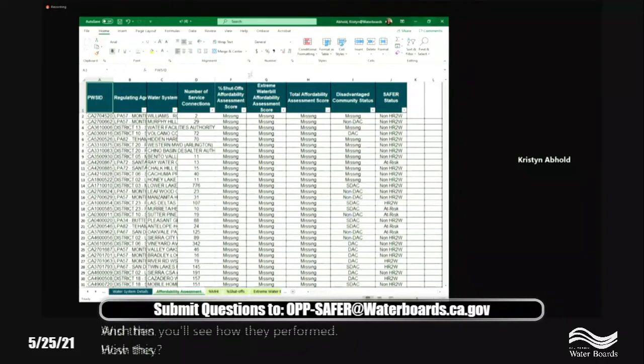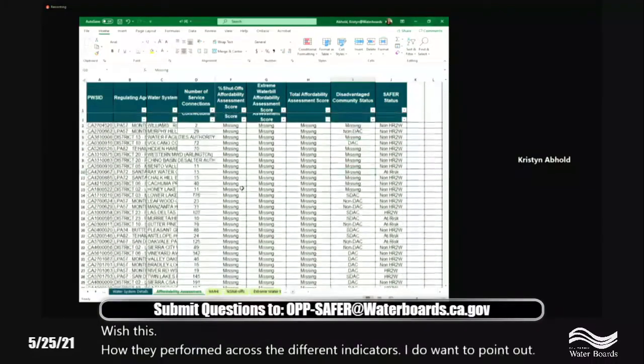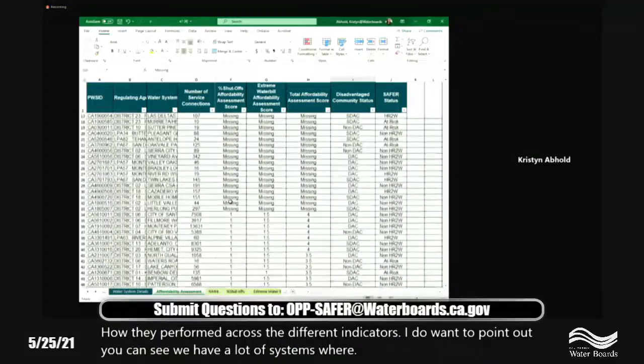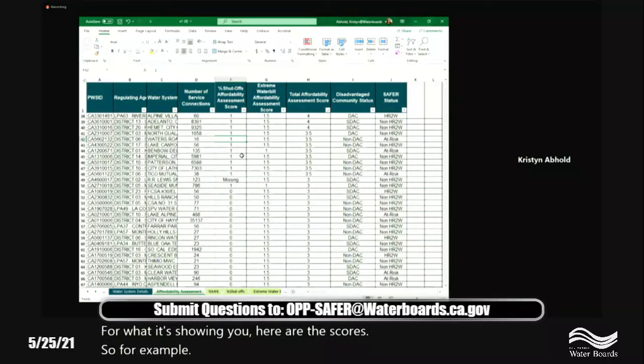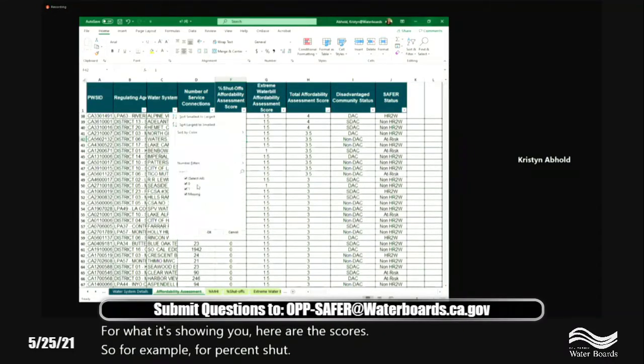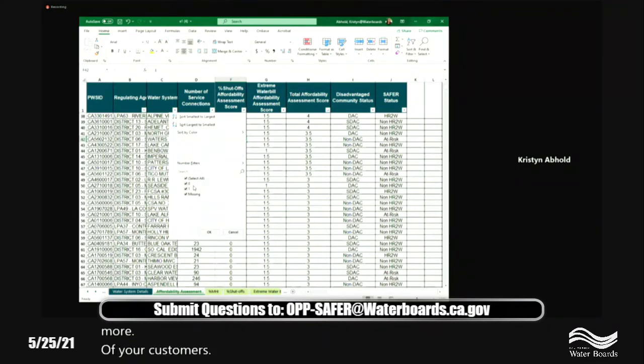How they performed across the different indicators. I do want to point out, you can see we have a lot of systems where we're missing some data, but what it's showing you here are the scores. So, for example, for percent shutoffs, the score was either 0 or 1 or missing, because it only had one threshold. You either had 10% or more of your customers with non-payment, or you didn't have that. So a 0 would be they did not meet the threshold.